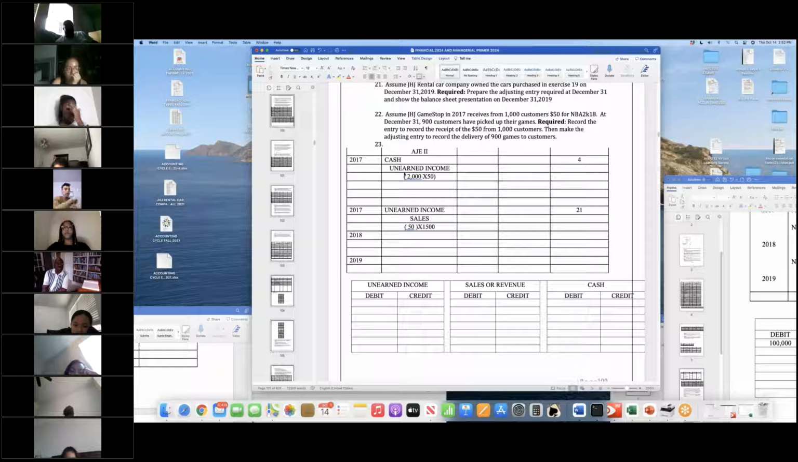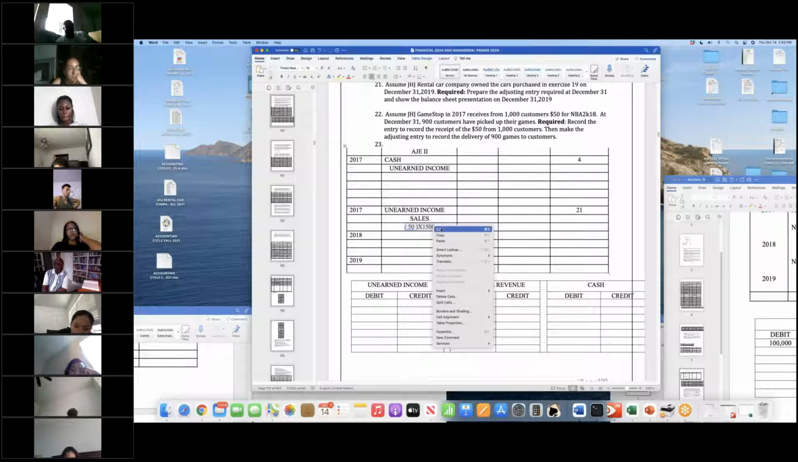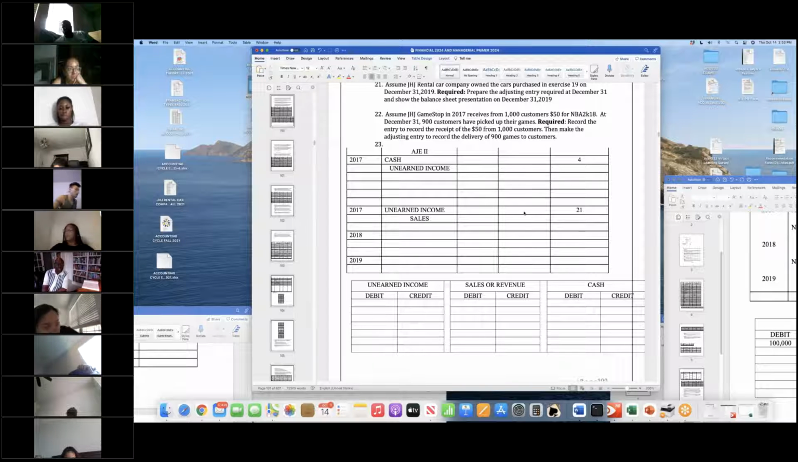Can we also practice doing the T accounts when the two problems are connected, sir? And so we can adjust the balances on the T accounts? Okay. So let's practice it on unearned income. So we're going to change it up a little bit.